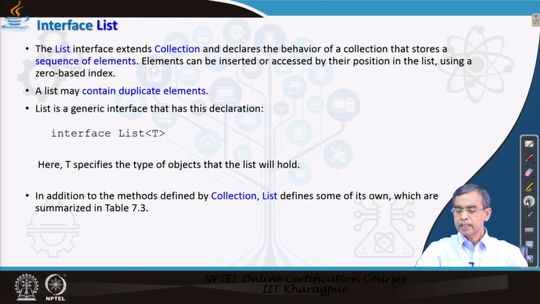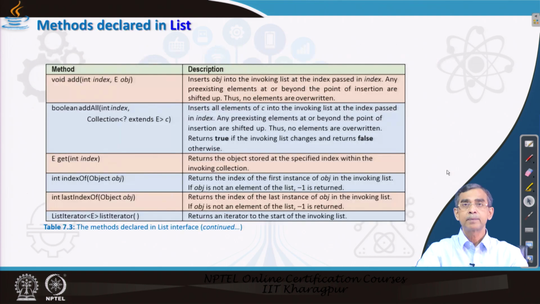Now, let us see what the different methods declared in the List interface are. They are very similar to the methods in Collection. Many names of the methods will be the same as Collection, because List extends the Collection interface. So, all the methods are there, but they are overriding methods, because depending on the different structure, the methods are to be defined accordingly.